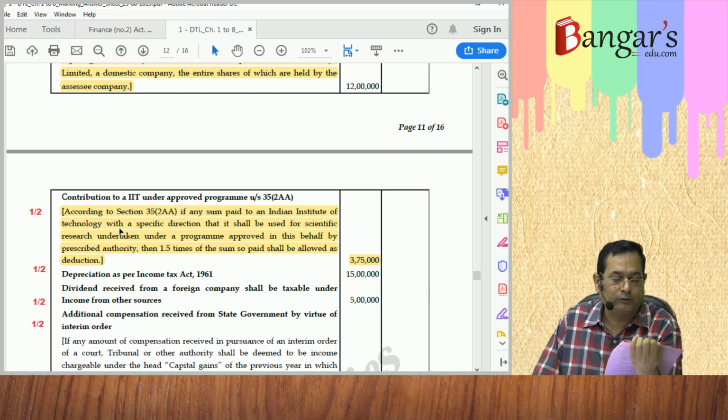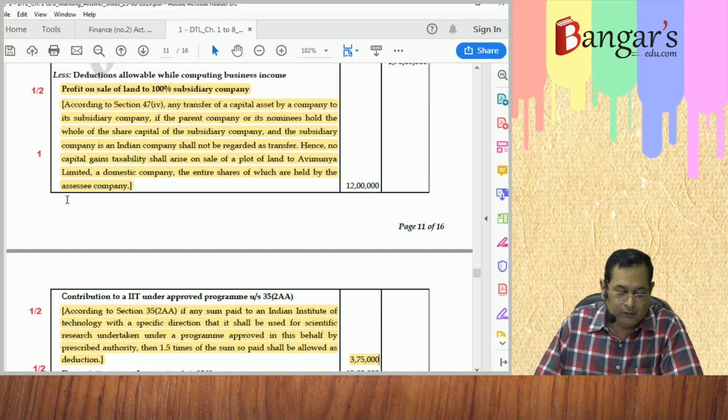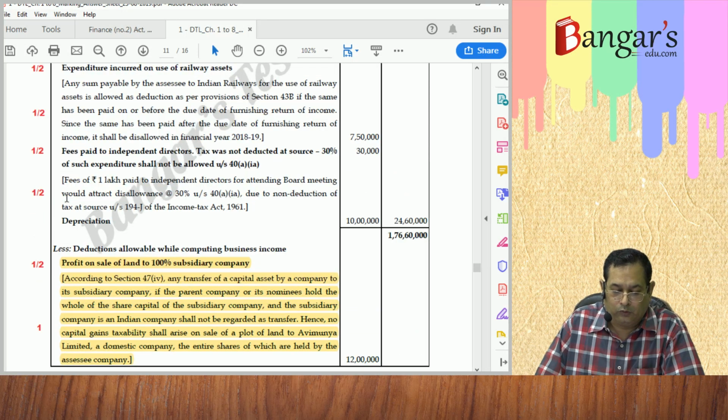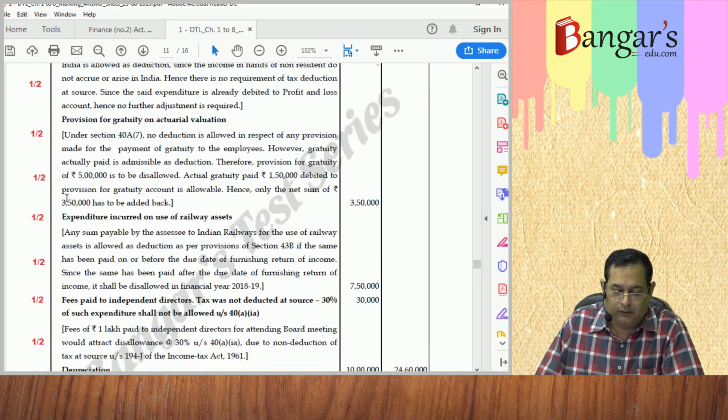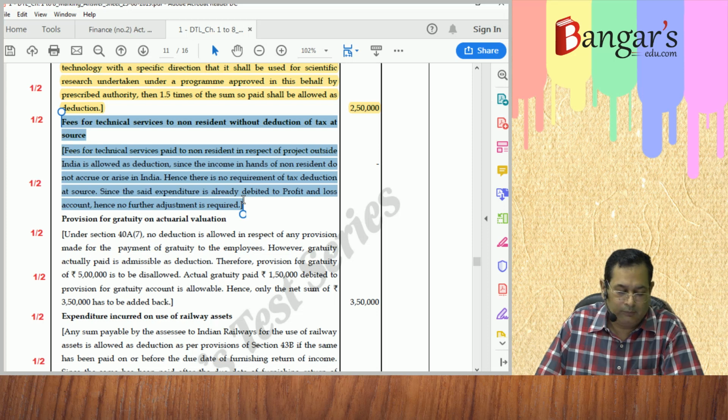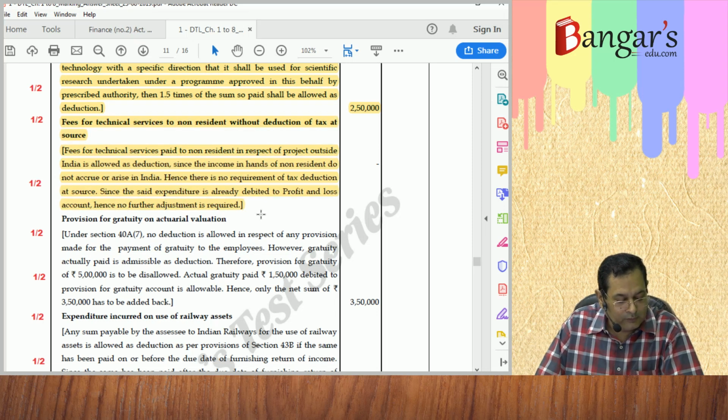Then next is payment to non-resident of 5 lakh without deduction of tax at source on fees for technical services in respect of project in Japan. So here the entire income of the non-resident accrues or arises outside India. Since the income accrues and arises outside India, there is no requirement of tax deduction at source. And since the same has been paid without deducting tax at source, no disallowance will be made in such a case.